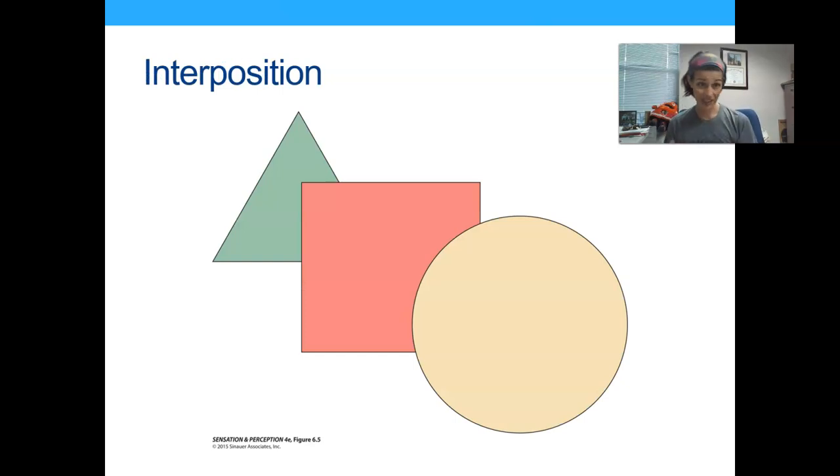And then we have interposition. As a general rule, objects that are closer to us block objects that are farther away. So in this image, you can see that the circle is the closest to us because none of it is blocked. It does block the square, which in turn blocks the triangle, which helps us figure out that the triangle is the farthest thing away.